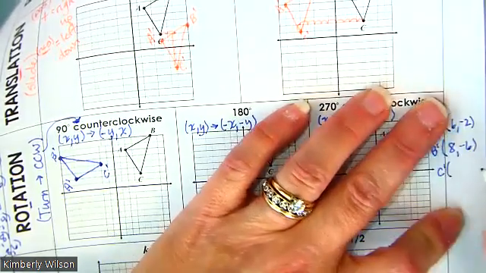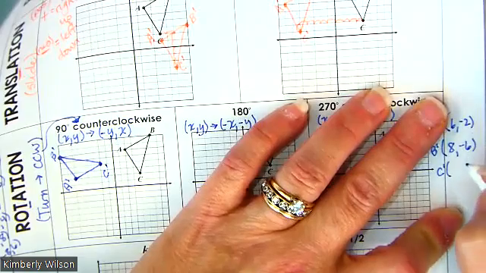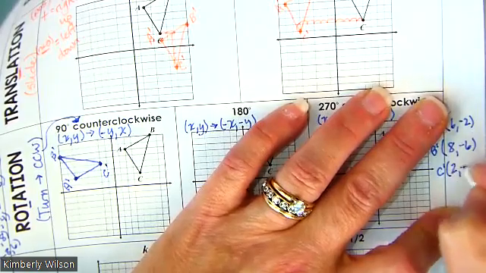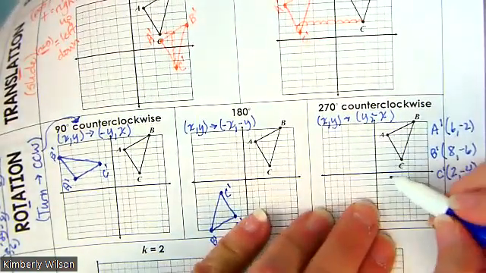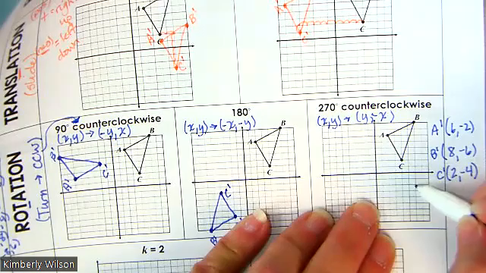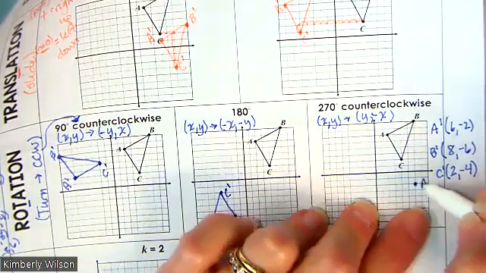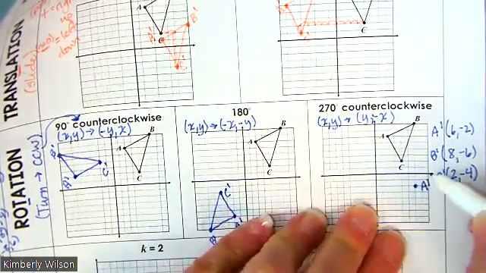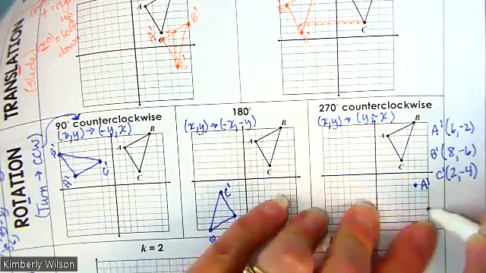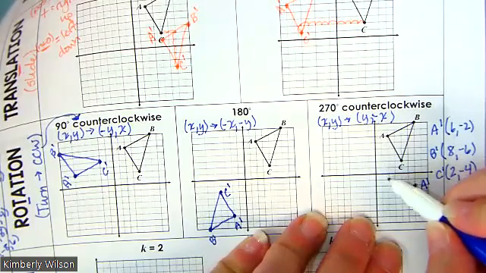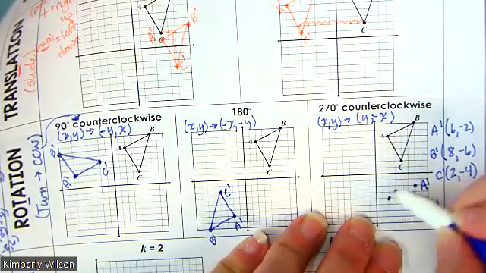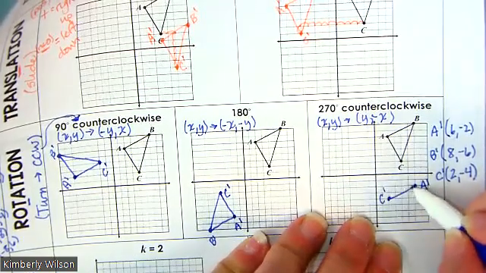The new C is going to be 2, -4. Now let's plot those. We have 2, 4, 6. -2. B is 8, -6. C is 2, -4. And we connect the dots.